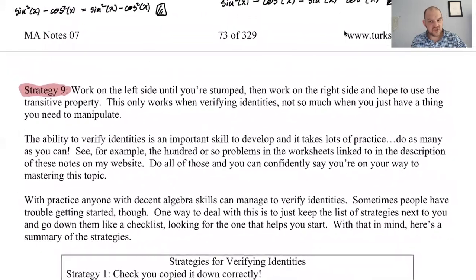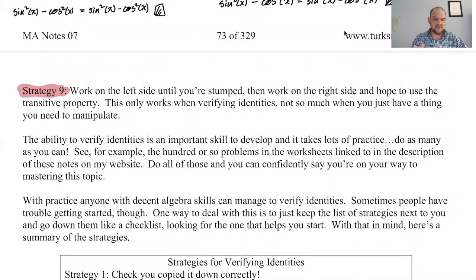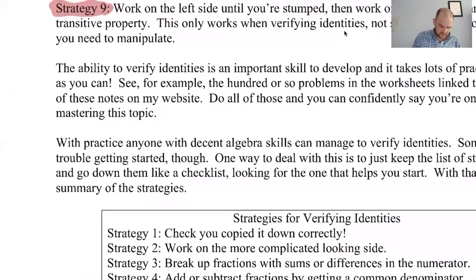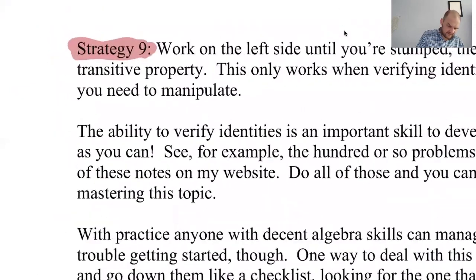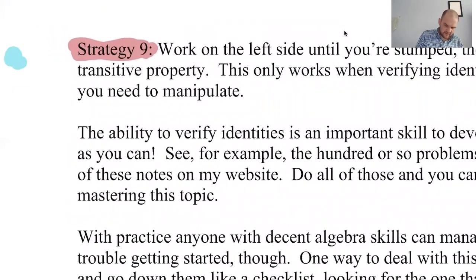You can actually work on the left-hand side until you're stumped. Then switch over and work on the right-hand side until you're stumped. And then if you can somehow work on them, I always imagine that the work for this will look something like this: on the left-hand side you'll have A and you turn it into B, C, D, E, right? You're just turning it into things. So this is your left-hand side. Then your right-hand side.